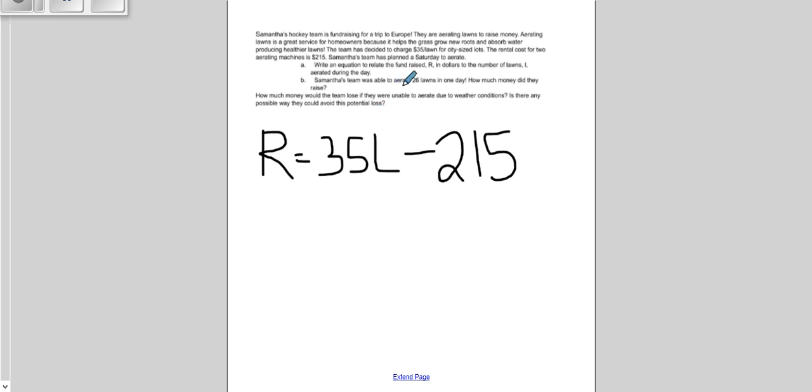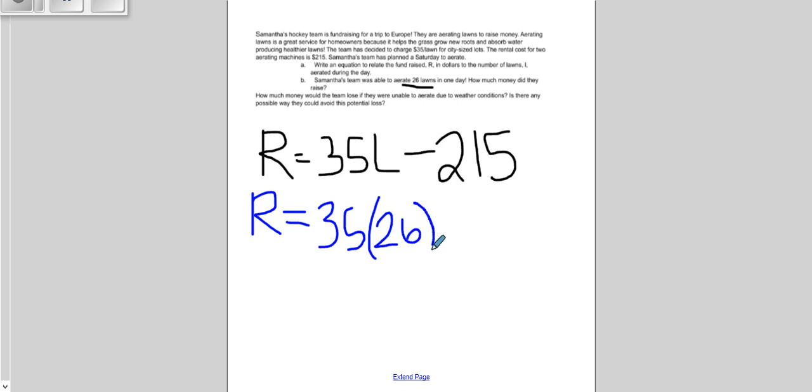From there, it tells us that they were able to aerate 26 lawns. So where there's our L, we can put in that 26. We're just going to sub in that 26 for the lawns in our equation. From here, you want to go ahead and multiply these two numbers together. I'm not sure what that equals in my head. Then subtract the 215, and that will be the total revenue they would have brought in by doing 26 lawns.